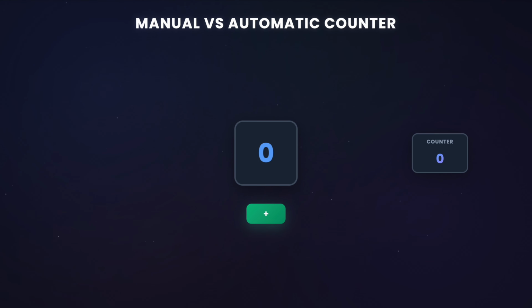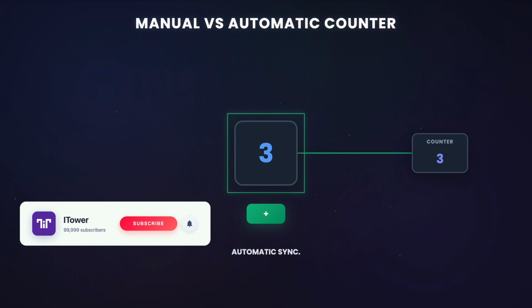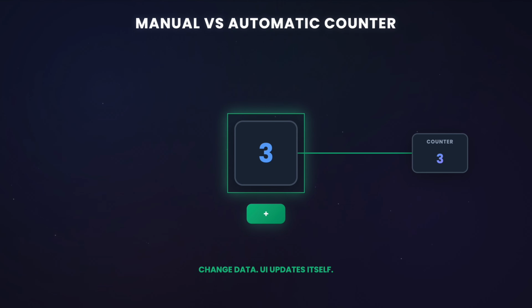Let's make this even clearer with a concrete example. Say you have a counter variable set to 0 and you display it on the screen. In vanilla JavaScript, if you want to increment that counter when someone clicks a button, you need to both update the variable and manually find the element on the page and change its text content. With Vue, you just increment the variable. Vue sees that the variable changed, notices that your template displays this variable, and automatically updates the screen. The connection between your data and your interface is automatic and always in sync.